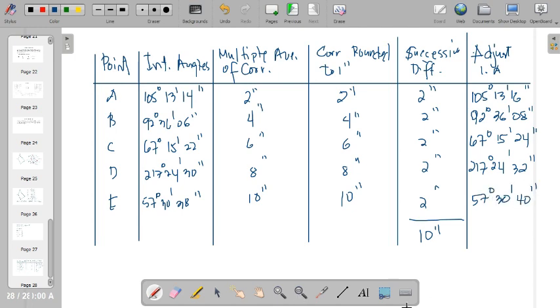Then you have to add all these angles and check if it's 540 degrees. Yes, it's 540 degrees, and so we have already balanced our traverse in terms of interior angles.